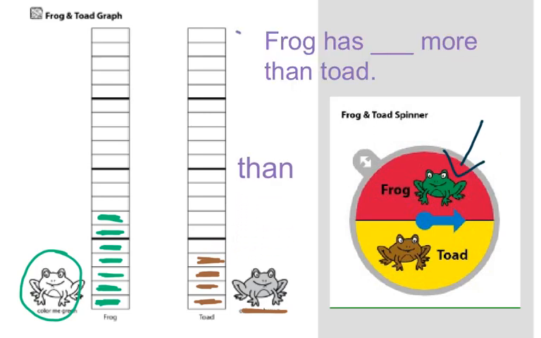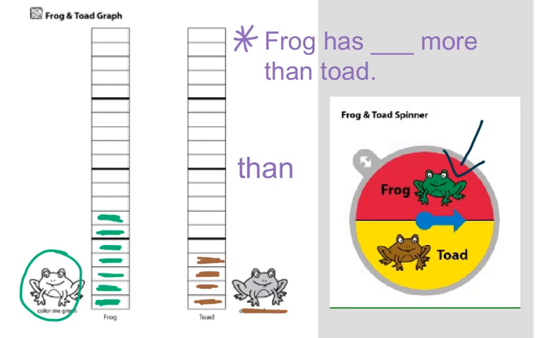You're going to use this sentence frame to write down on your number corner sheet how many more frog has than toad. You'll write "Frog has ___ more than toad." You'll fill in a number in that blank empty space to tell me how many more frog has than toad. I can't wait to see your answers.